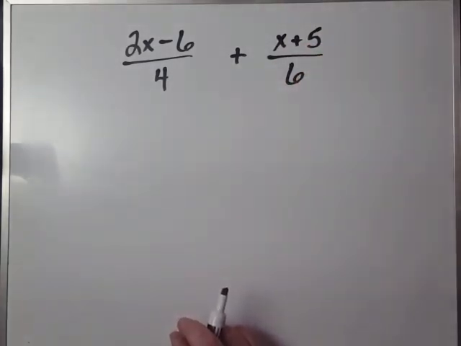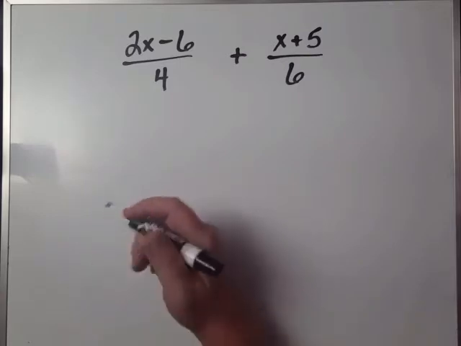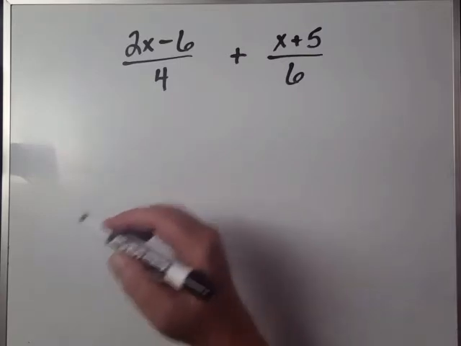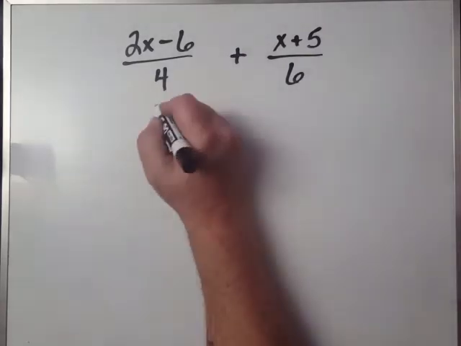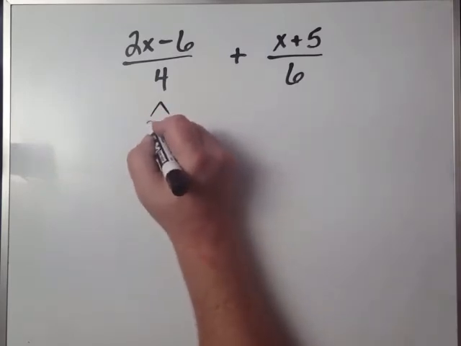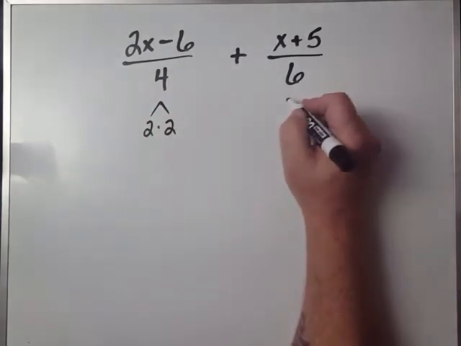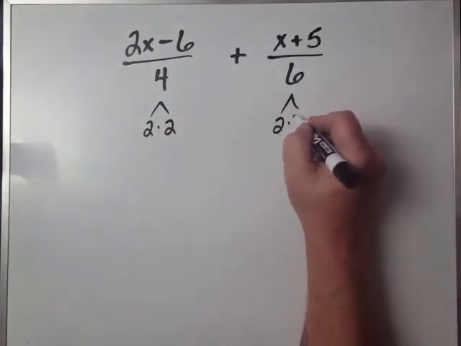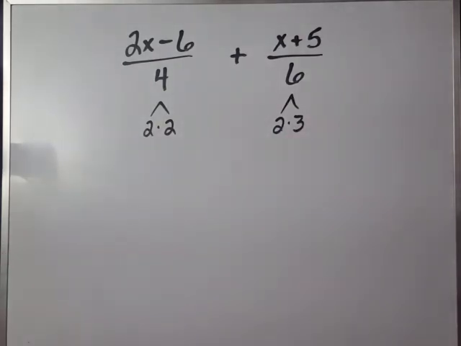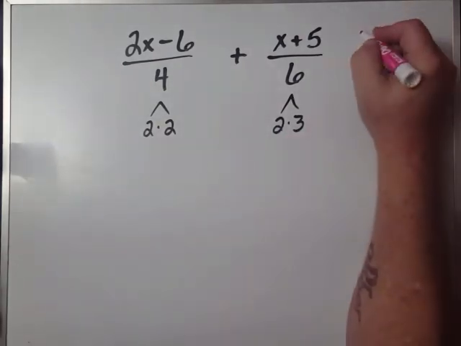So first let's figure out what our least common denominator is. And again, I'm going to show this by factoring because I want to get used to the idea of looking at the factors. 4 is 2 times 2. 6 is 2 times 3. And I want to know, what is the least common denominator?